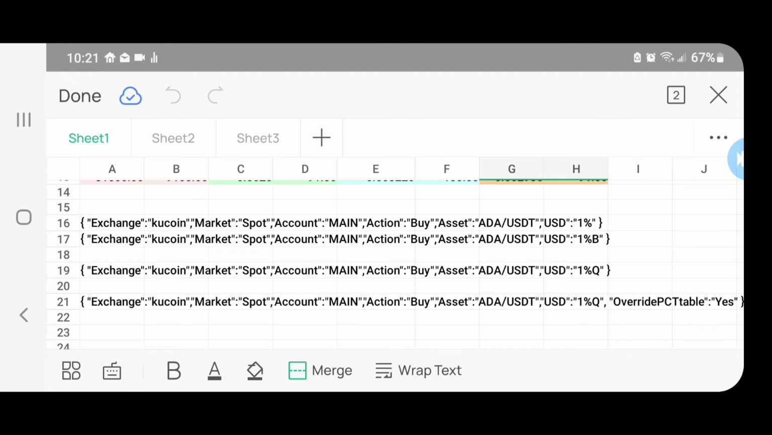So you have here 16 and 17 shows your payload in relation to base currency volume. 19 shows the payload in relation to quote currency volume. 21 shows the payload in relation to quote currency volume, but the percentage table is disabled. Note, you can also use the percentage table being disabled on base currency volume.